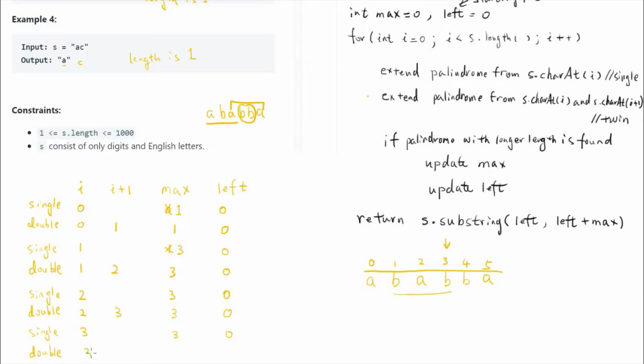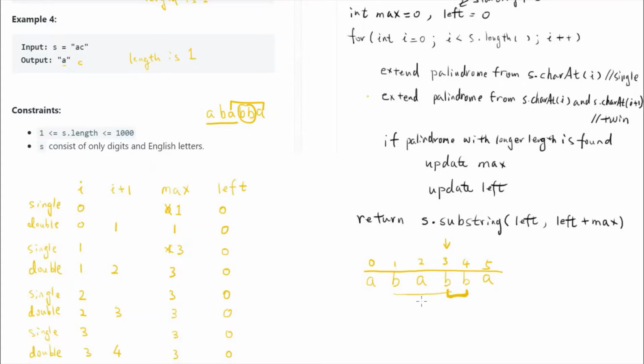I equals 3. The next character is 4. And the current max is 3. The current left is 0. First, we'll compare if these two characters are equal. If they are equal, then we will have a twin center. Then we'll try to expand from position 3 and 4. The character at position 3 is B, and the character at position 4 is also B, so we find a twin center. Now next, we try to expand from B and B.